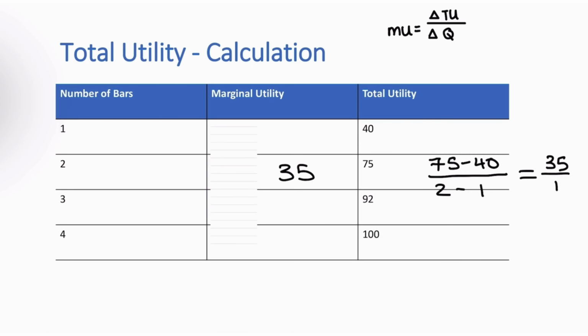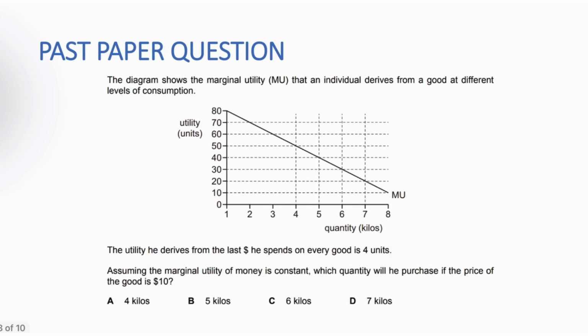Let's move on to a past paper example. So in this question, the diagram shows the marginal utility that an individual derives from a good at different levels of consumption. The utility he derives from the last dollar he spends on every good is 4 units. Assuming the marginal utility of money is constant, which quantity will he purchase if the price of the good is $10? Will it be A, 4 kilos, B, 5 kilos, C, 6 kilos, or D, 7 kilos? I'll give you guys a minute to answer this.